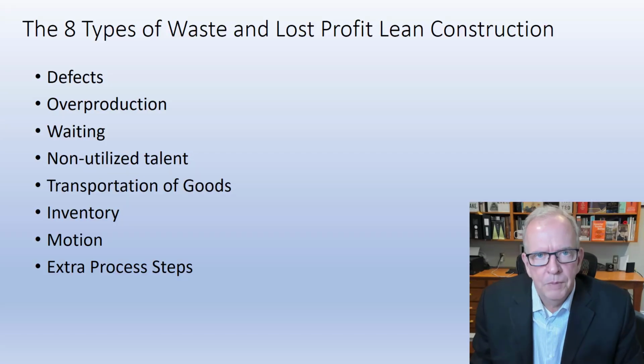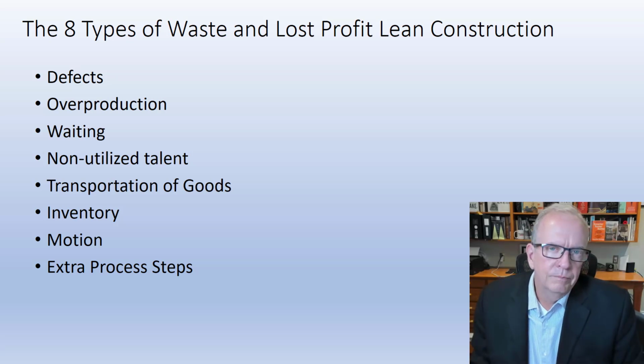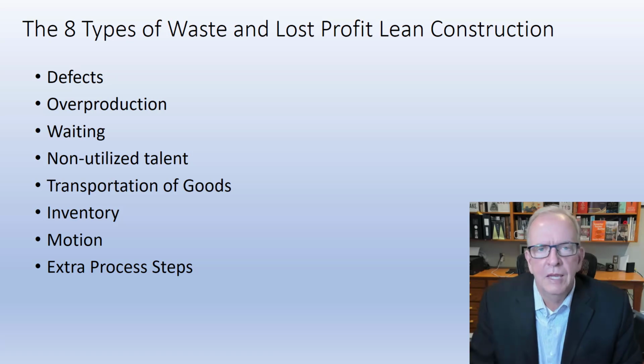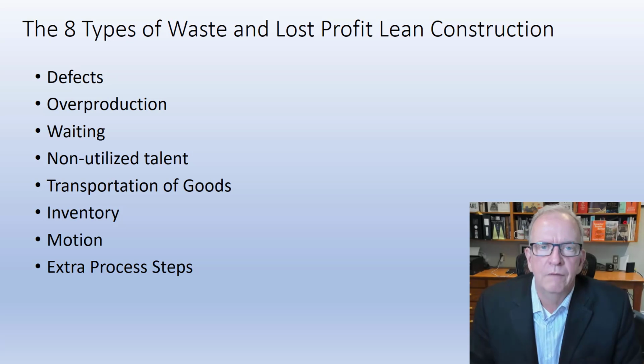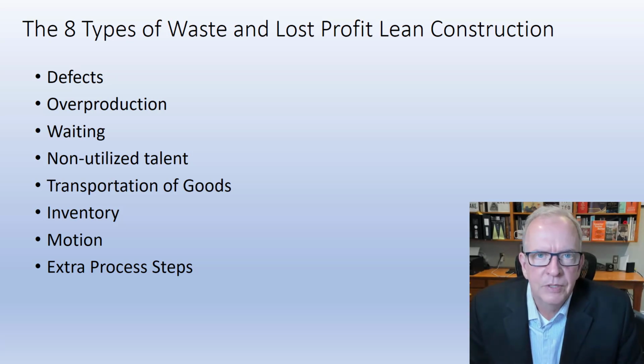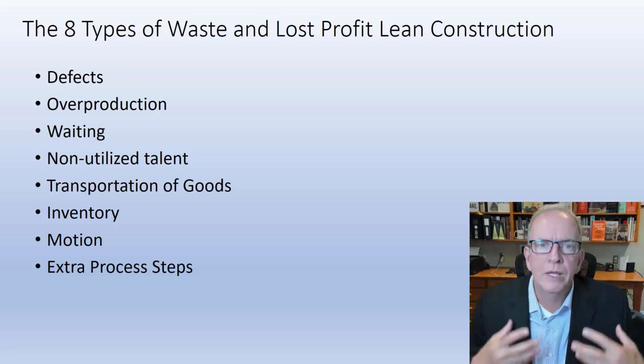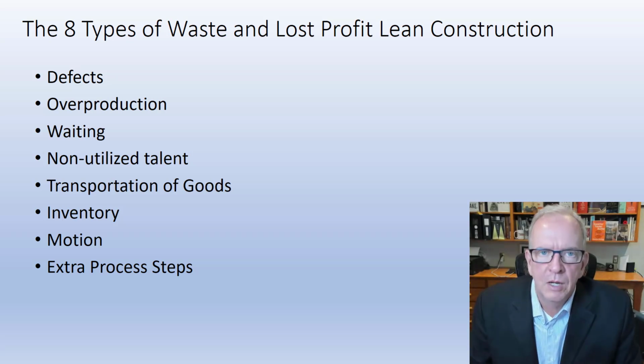Today we're going to be looking at the 8 areas of waste, as I mentioned, and you might not be familiar with them. These are actually taken from the Toyota production system, lean manufacturing. They've been adopted to lean construction practices, but it doesn't really matter. It's just construction. We have waste. We have a lot of waste in construction. We have upwards of 35% of the direct kind of waste that you think about when we talk about waste.